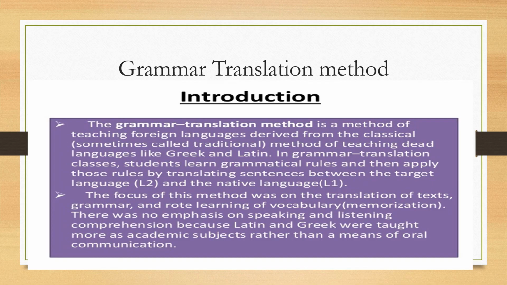So let's review the technical definition. The grammar translation method is a method of teaching foreign languages derived from the classical method of teaching dead languages like Greek and Latin. In grammar translation classes, students learn grammatical rules and then apply those rules by translating sentences between the target language L2 and the native language L1. So the focus of this method was on the translation of text. Basically, this method used translation strategies, translation of text, grammar, and rote learning. Basically, it was too much dependent on rote learning of the rules of vocabulary.